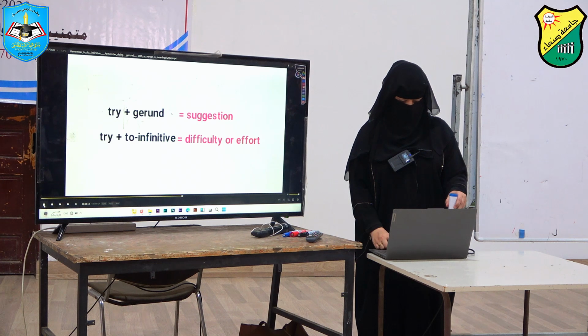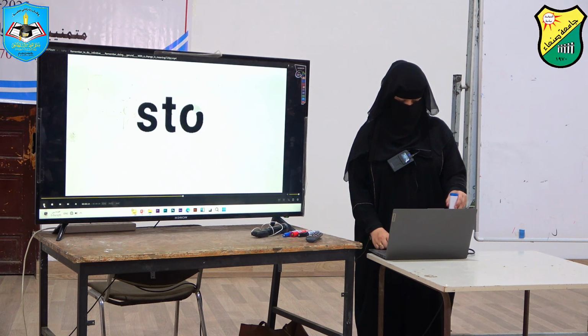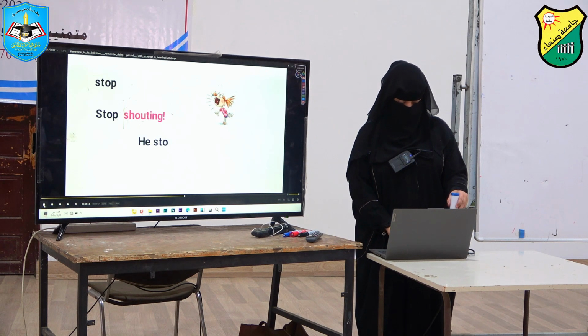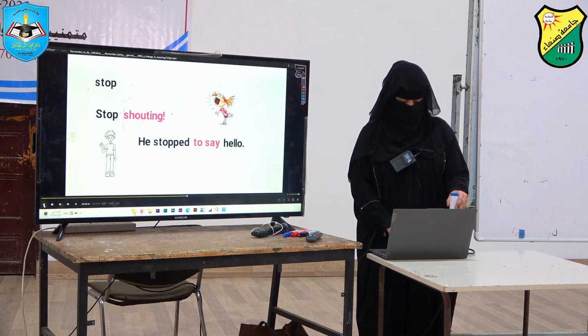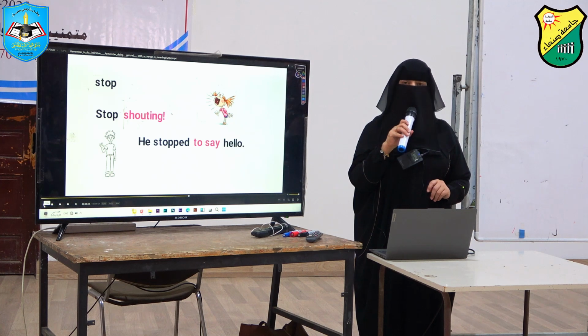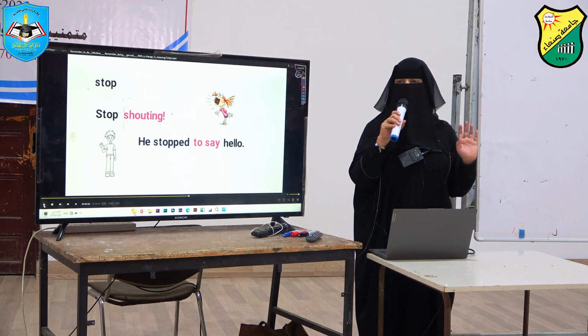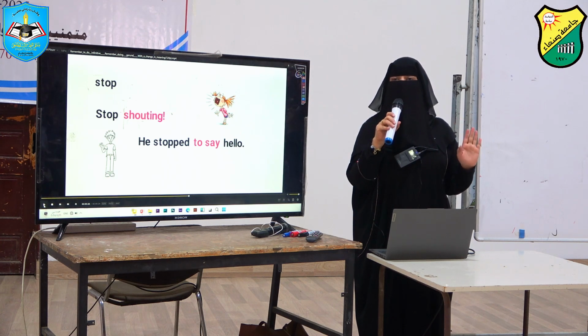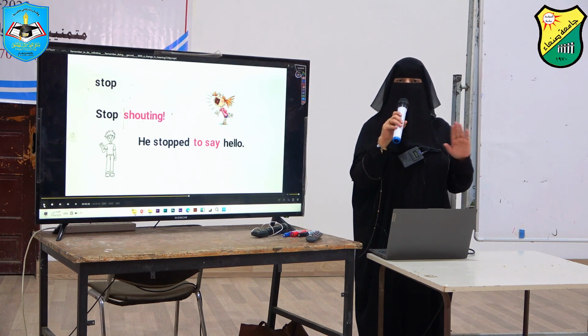So now let's look at the verb stop. Stop shouting. He stopped to say hello. Which sentence answers the question, why? Why did he stop? In order to speak to us. So he stopped in order to speak to us. So the difference between the meaning here, stop shouting, it means end the action. Stop shouting, it means I stopped the action, I end it.